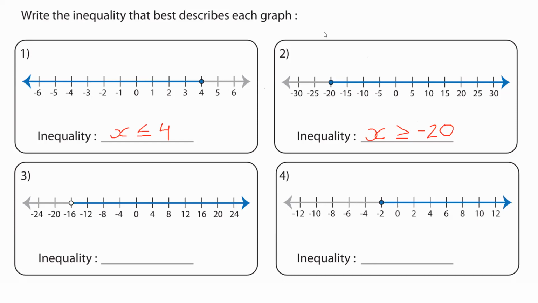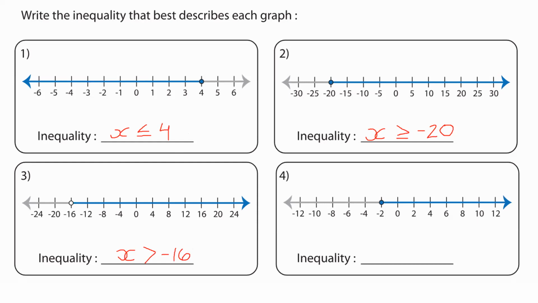Do I have a volunteer for number 3? Go ahead, Jeremiah. X is greater than negative 16. Greater than or equal to? Greater than, so not equal to. Why not equal to? Because the circle is not shaded in. Very good. The circle is not shaded in. X is greater than negative 16. Do you all understand that? Yes.